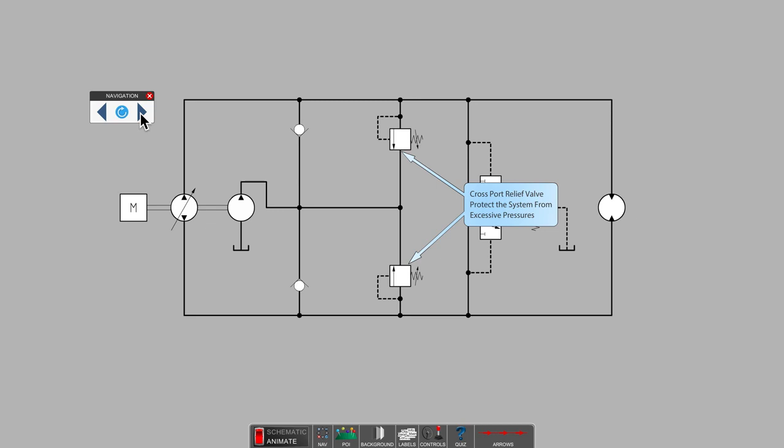In the next video, we will cover pressure control valves in hydrostatic loops and look more deeply into the charge or replenishment system. Thanks for watching.